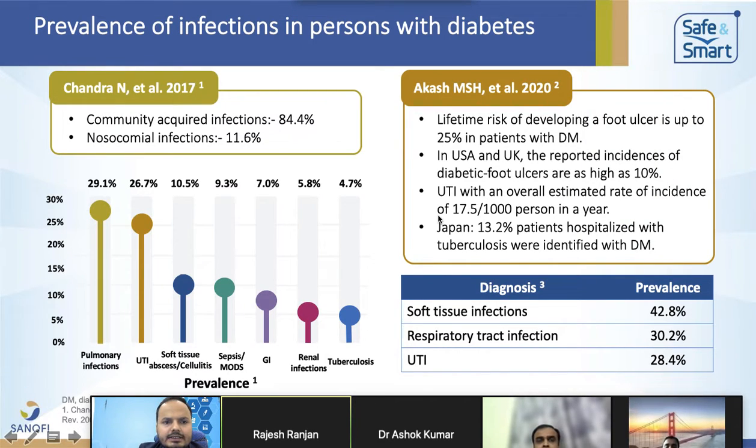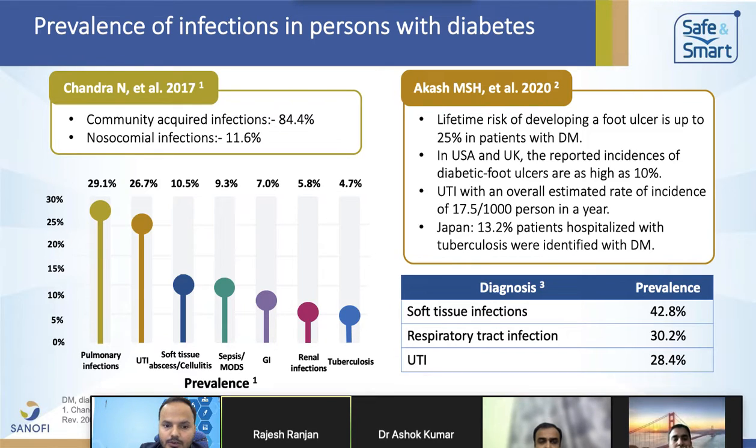This is one of the studies published recently in 2017 and 2020 regarding prevalence of infections in persons with diabetes. One of the most striking things you'll see here is that out of 10 patients who come to our OPDs, almost 4 out of 10 have soft tissue infections, 3 out of 10 have a respiratory tract infection, and 3 out of 10 will also have a UTI. So this is a very significant prevalence of infection in diabetic patients.